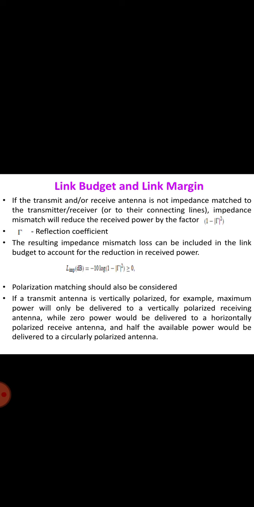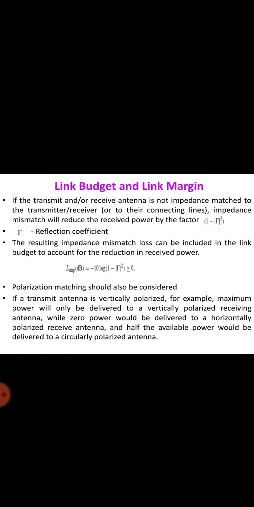Assuming that all the quantities are expressed in dB, now we can write the received power like the equation I said earlier. If the transmitter or receiver antenna is not impedance matched to the transmitter or receiver, then the impedance mismatch will reduce the received power by the factor 1 minus tau square, where tau is the reflection coefficient, and the resulting mismatch loss is given by L impedance is equal to minus 10 log of 1 minus tau square. This can also be included in the link budget to account for the reduction in radiated power.